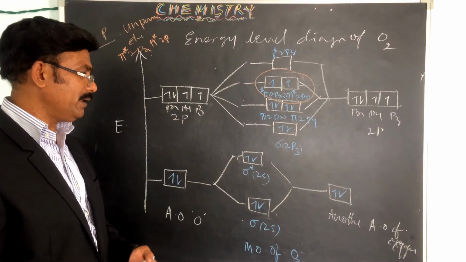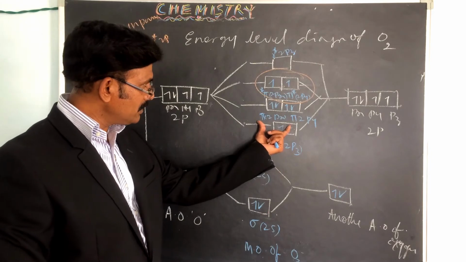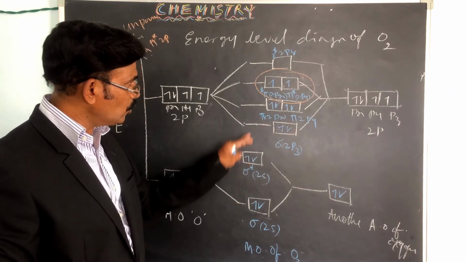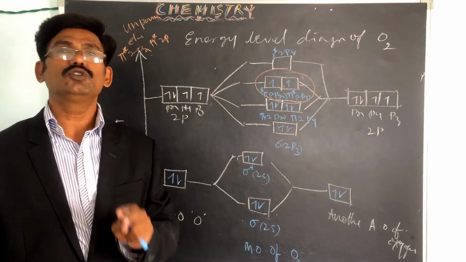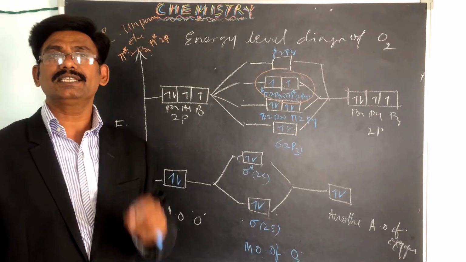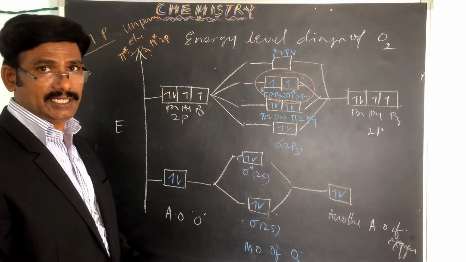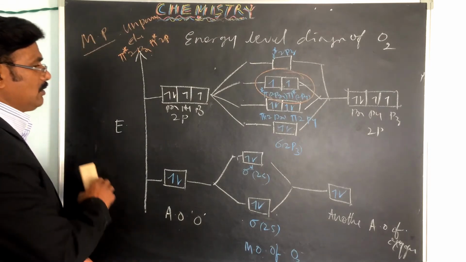And bonding and antibonding. Bonding electrons are here 8, and antibonding here 2 plus 2 is 4. So 8 minus 4 by 2 is equal to 2. Double bond formation takes place. This is about oxygen. Okay.